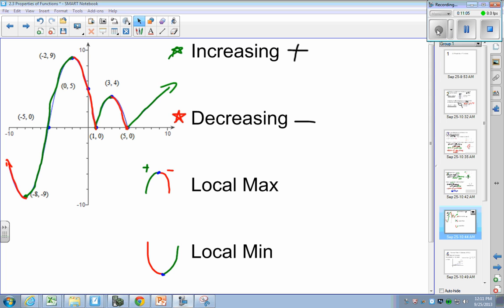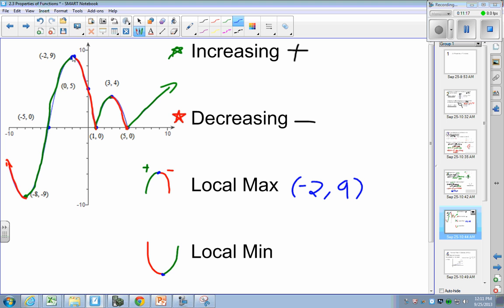So what are our local maximas for this graph? So right here, -2, 9, it's on top of the hill, so it's a local maxima. So we can write -2, 9. And it's also a local maxima right here. It's just 3, 4.